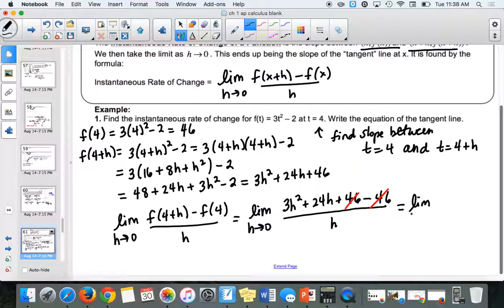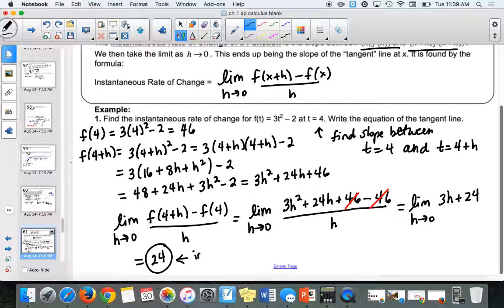So we have the limit as h goes to 0. What happens when I take the h into the numerator? What am I left with? 3h plus 24, right? So when I plug in h equals 0, I get 24. That's your slope.